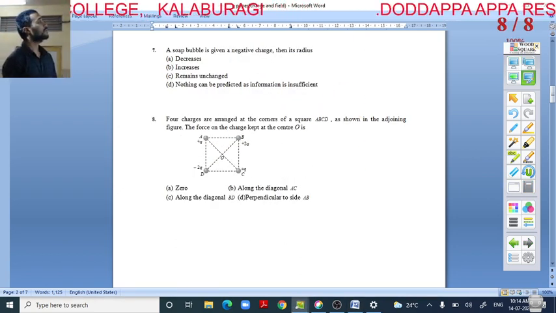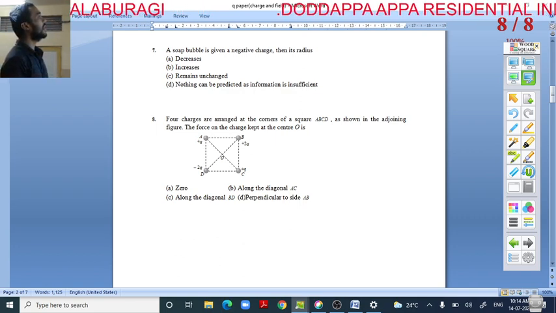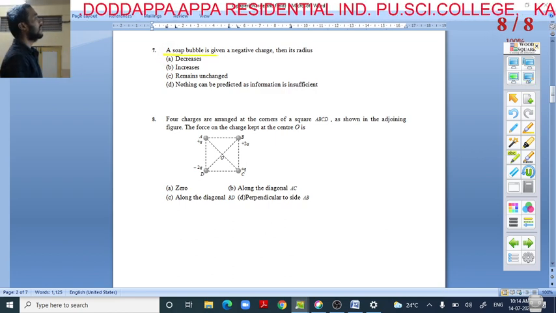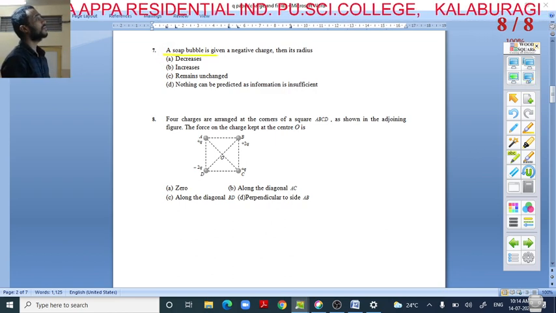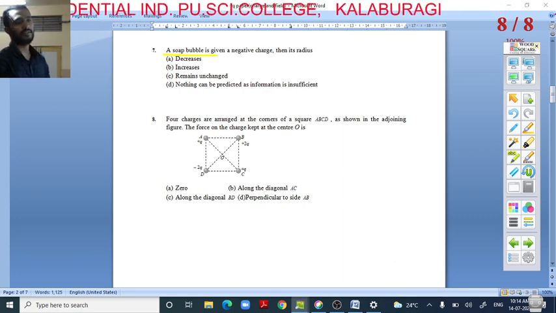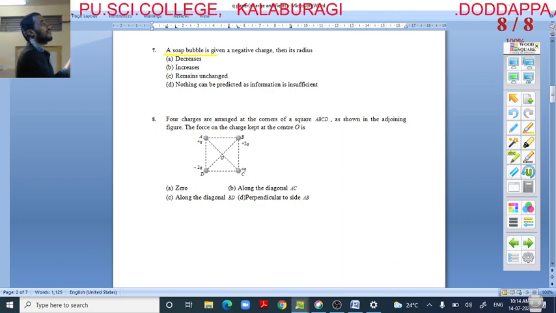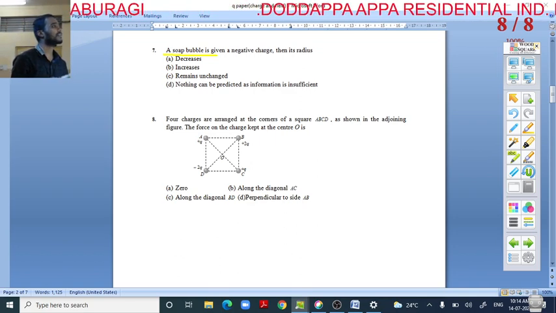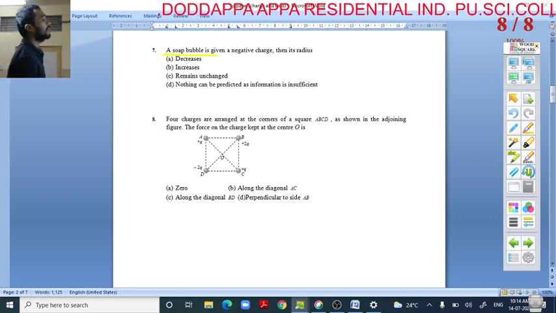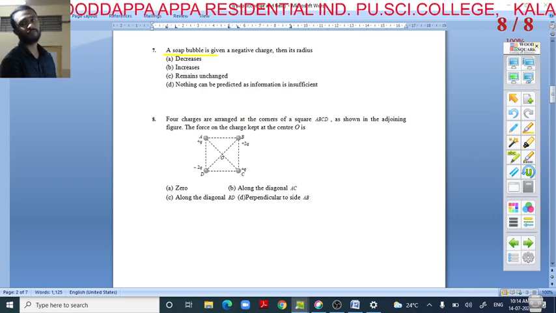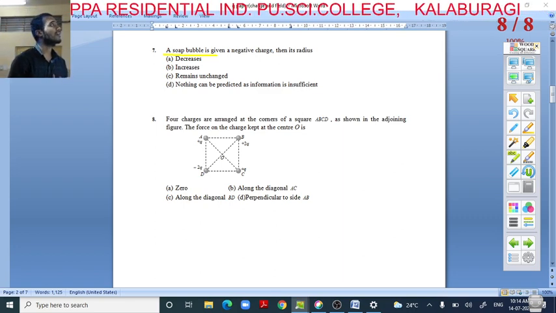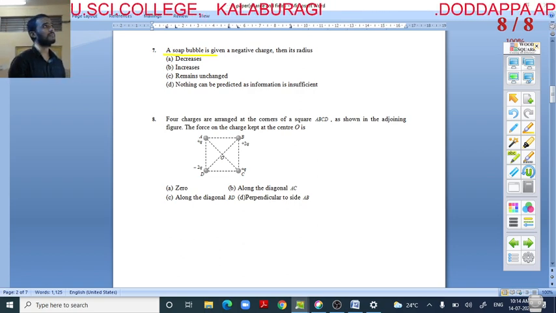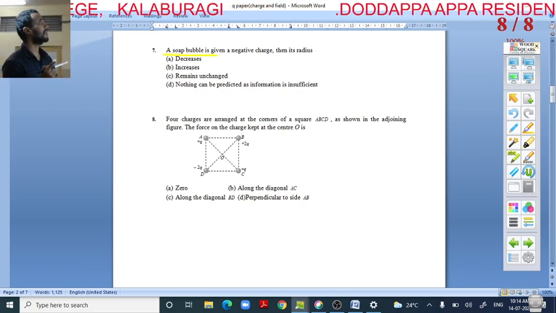Okay, next. A soap bubble is given a negative charge, then its radius. Some options he has given: radius decreases, increases, remains unchanged, nothing can be predicted as information is insufficient. A soap bubble is given a negative charge, then its radius.